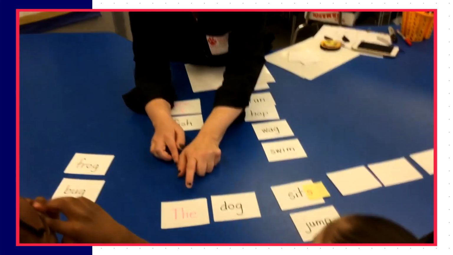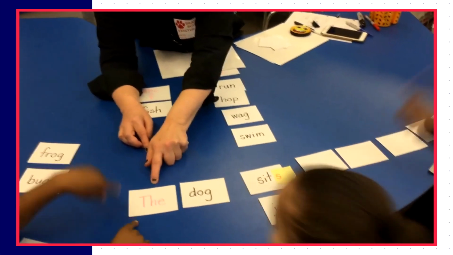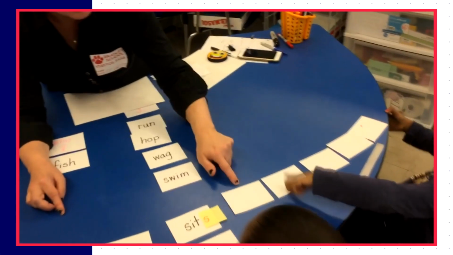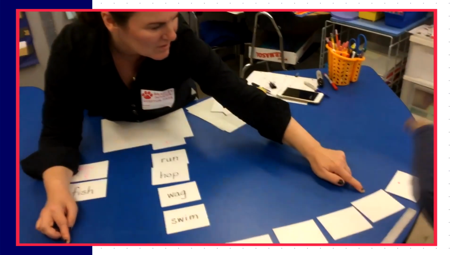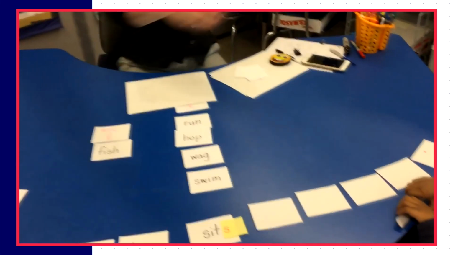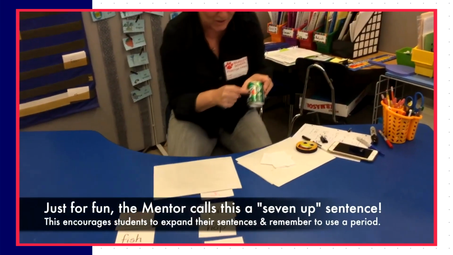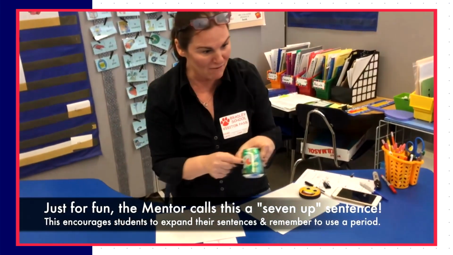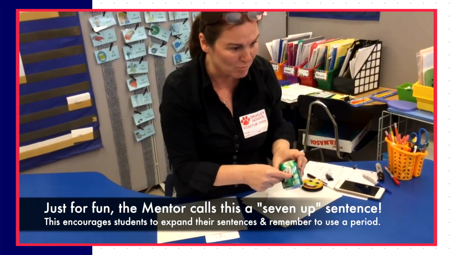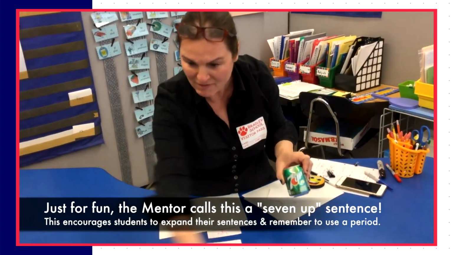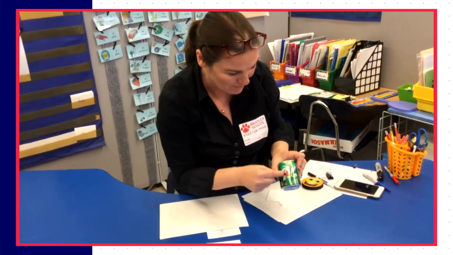Let's count and see how many words we have in this sentence. 1, 2, 3, 4, 5, 6, 7. 7 words. Oh my goodness. 7 and with the period. Look. When you come up to a 7-word sentence, it's a 7-up. You made a 7-word sentence. It's a 7-up with the period.